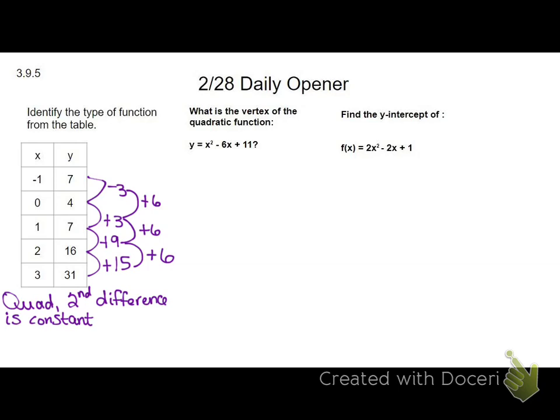So this next one I asked, what is the vertex of the quadratic function? So I gave you this quadratic function. I didn't give you a graph. If it was a graph, it'd be pretty easy to find the vertex. But first of all, what is a vertex? If I give you a graph, what's the vertex on that graph? What does that vertex refer to?